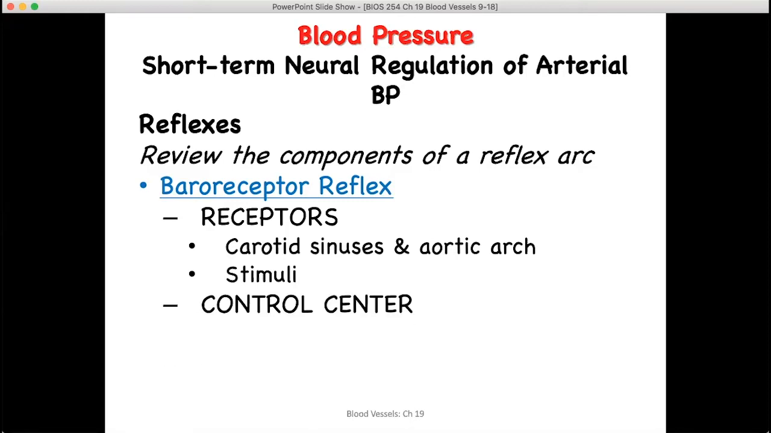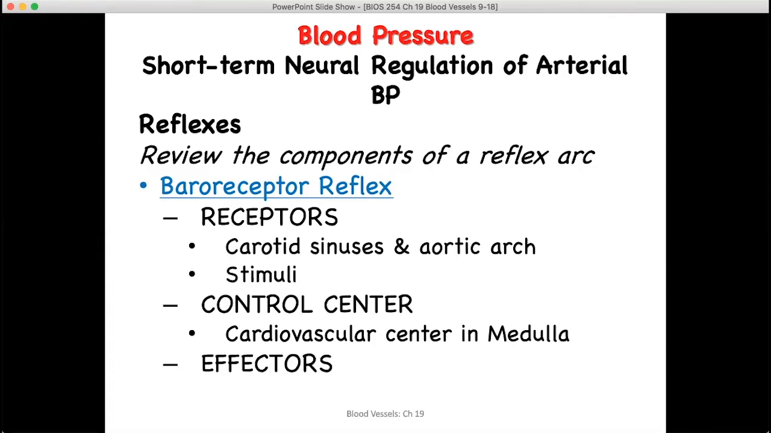The control center is located in the medulla of the brainstem. It is called the cardiovascular center. There is a cardioacceleratory nucleus as well as a cardioinhibitory nucleus. In addition, there is a vasomotor nucleus. The cardioacceleratory nucleus will increase heart rate and contractility. The inhibitory will decrease heart rate. The vasomotor center will bring about vasoconstriction or vasodilation. The effectors will include the SA and the AV nodes, as well as the myocardium of the heart and the smooth muscles in the blood vessels.